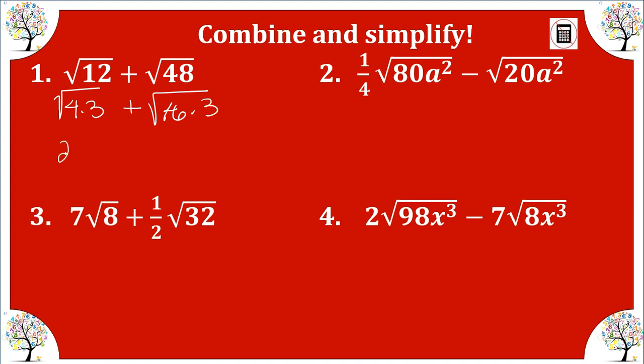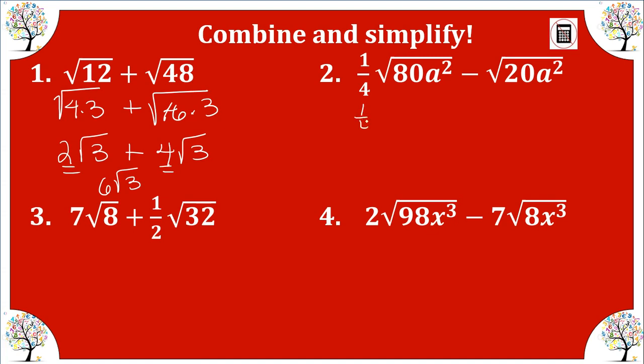The square root of 4 is 2, radical 3. Square root of 16 is 4, radical 3. You only combine the outside numbers, the coefficients, and we get 6 radical 3. Remember, adding and subtracting radicals is very similar to adding and subtracting like terms. You only combine the coefficients.